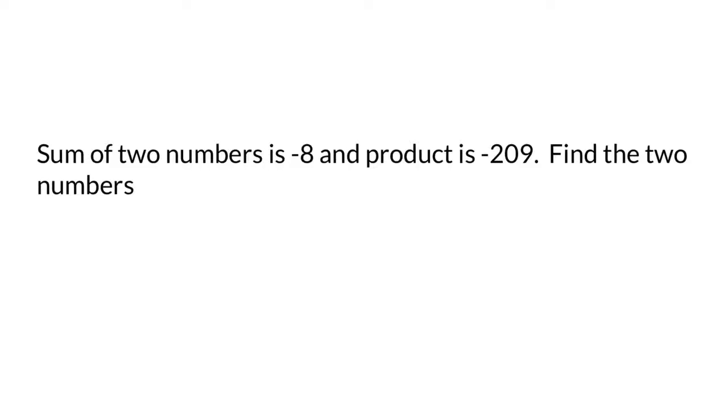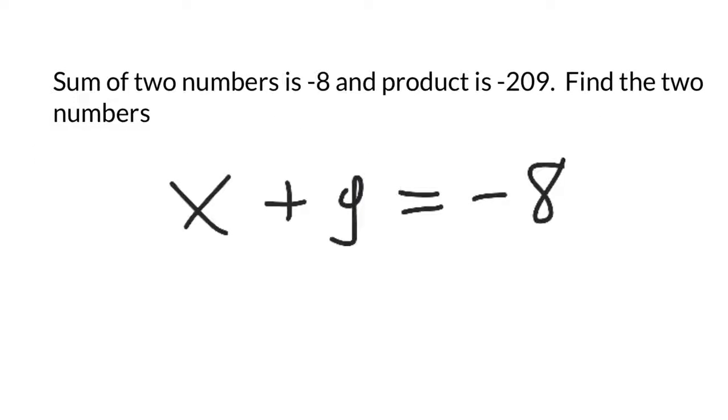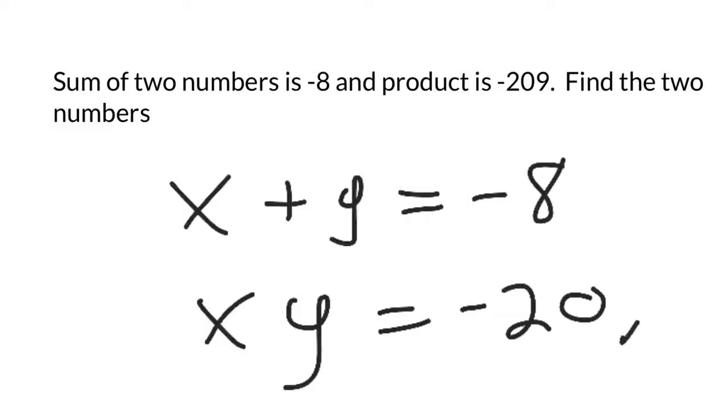So we're told there's two numbers that if you add them up, they make negative 8. So start right off with two numbers that we don't know. X plus y, their sum makes negative 8. And then we're told that the product of the two numbers is negative 209. So that means multiply x times y. Write them next to each other: x times y equals negative 209.